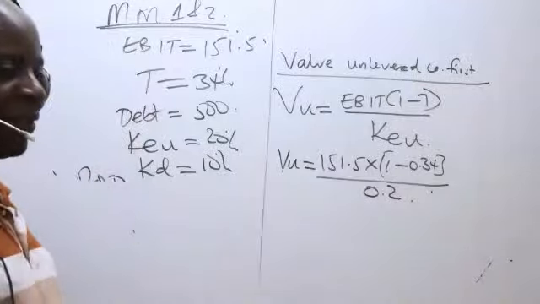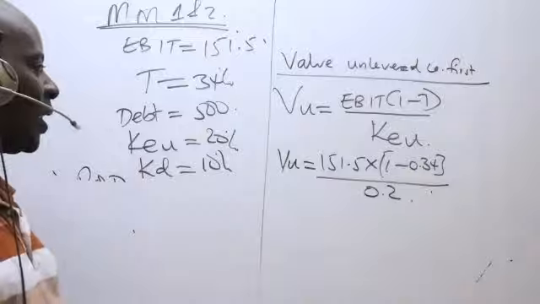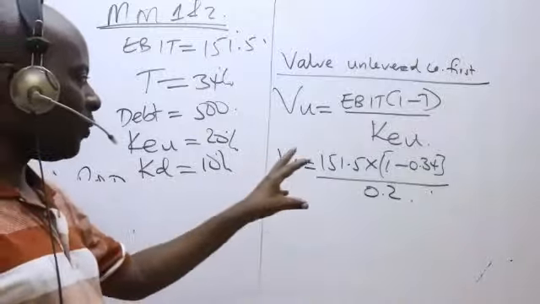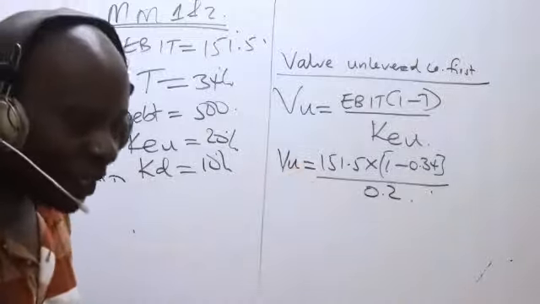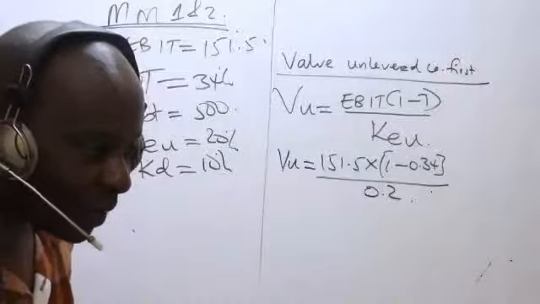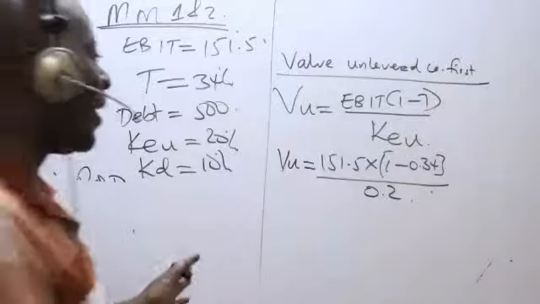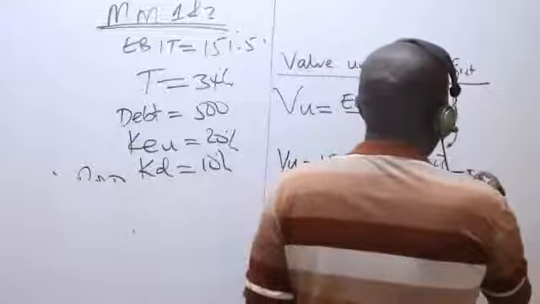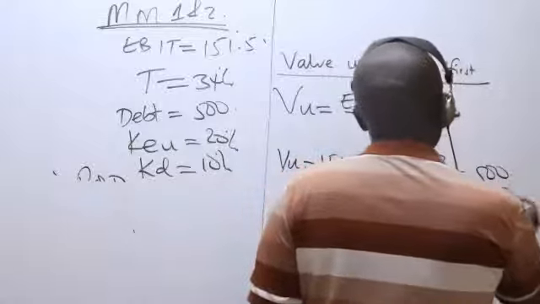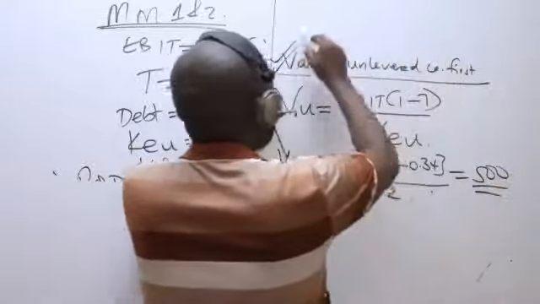Are you able to give me the value of the unlevered firm? Somebody get the numerator first, and then you divide by 0.2, give us a figure. So they're saying it's 500, right? At least this one, everybody would have gotten. So this is the first thing we do, and after now, you have valued the unlevered firm.